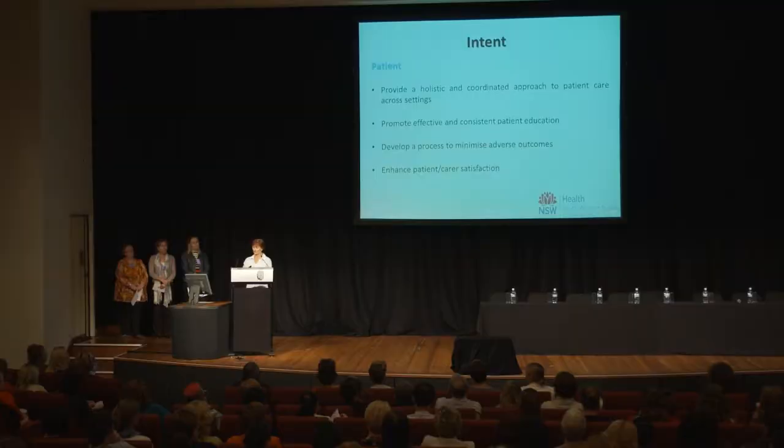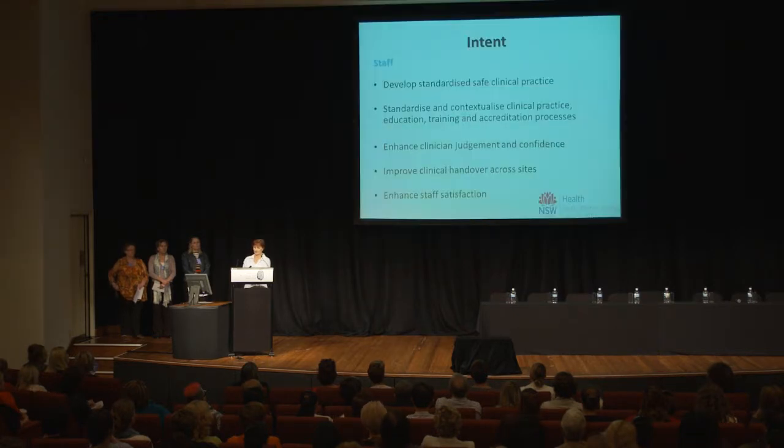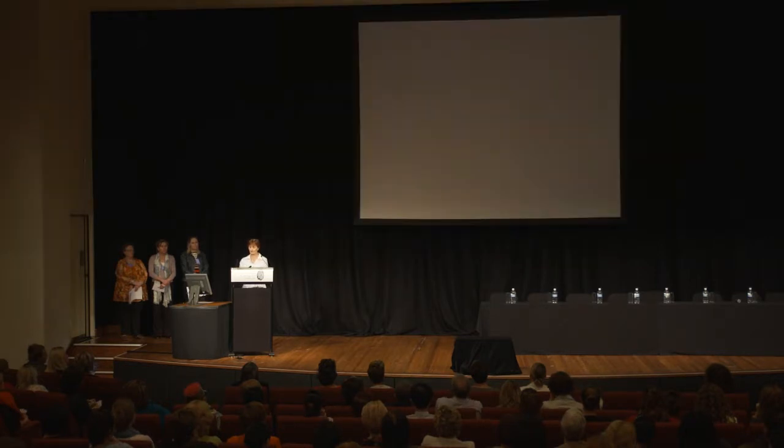And then we had to look at our intent and what outcomes did we want to achieve, and we broke it down into 3 groups. As you can see on the slide, we started off with the patient, and then we looked at the staff, and then the organisation.